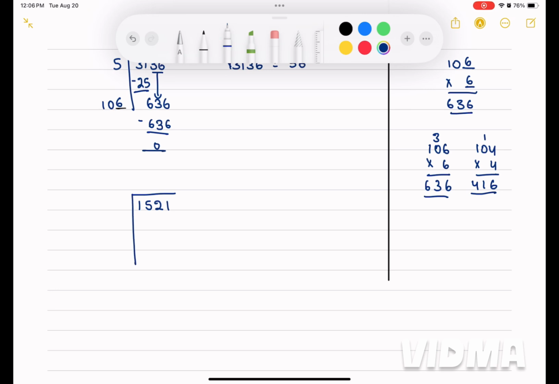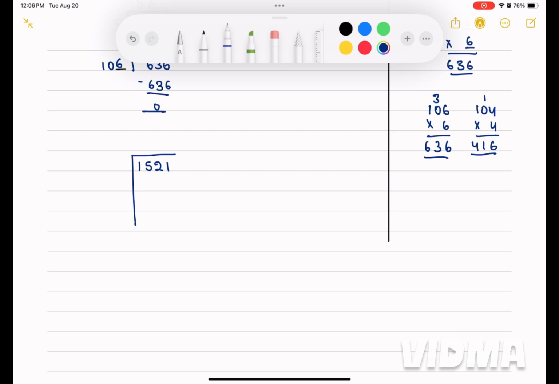Now 1521 is divisible by 3. Sorry, no. Now this is where you go wrong. You cannot see what it is divisible by here. You have to take it as pairs. 21, 15.